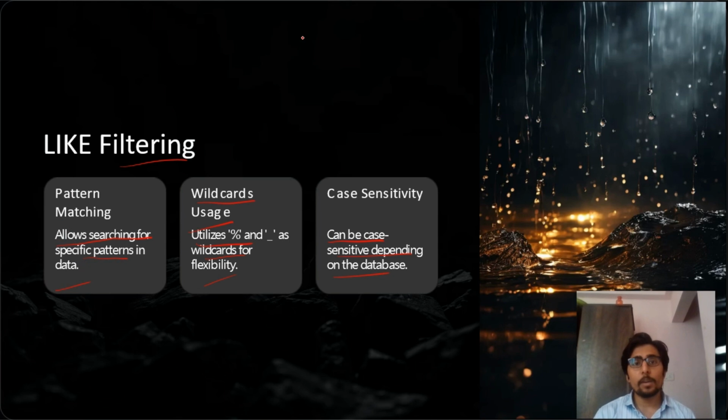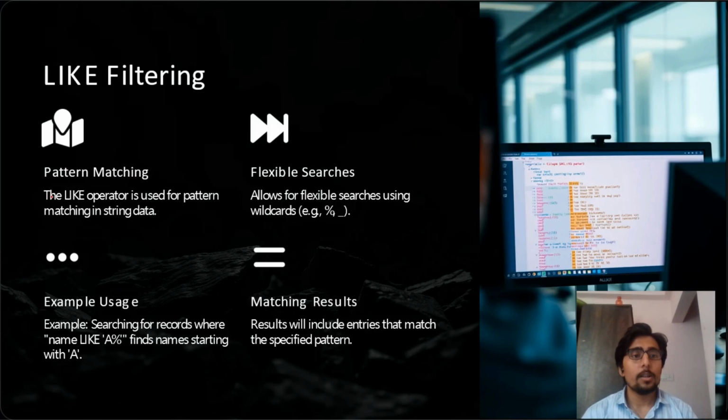If you want a specific pattern, like matching characters, say the name starting with A or ending with A or some other kind of matching pattern, then you will use the LIKE filtering technique. So now let's discuss more about that. Basically, the LIKE operator is used for pattern matching, as I told. If you want to match a pattern like starting with A or ending with B, you will use this kind of filtering technique.